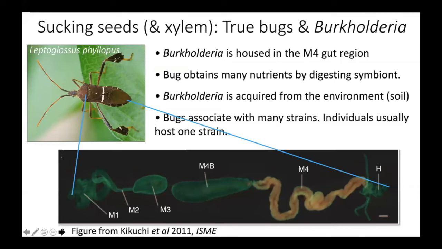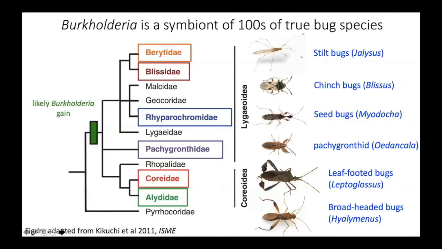One interesting result is that because they get their bacteria from the environment, these bugs are associating with many different strains of Burkholderia bacteria. Although individual insects usually end up only with one strain in their particular M4. So this is a strange symbiosis, and you might think it's just this one kooky insect, but it turns out that it's really widespread across many of these true bugs, things you might commonly call stink bugs.